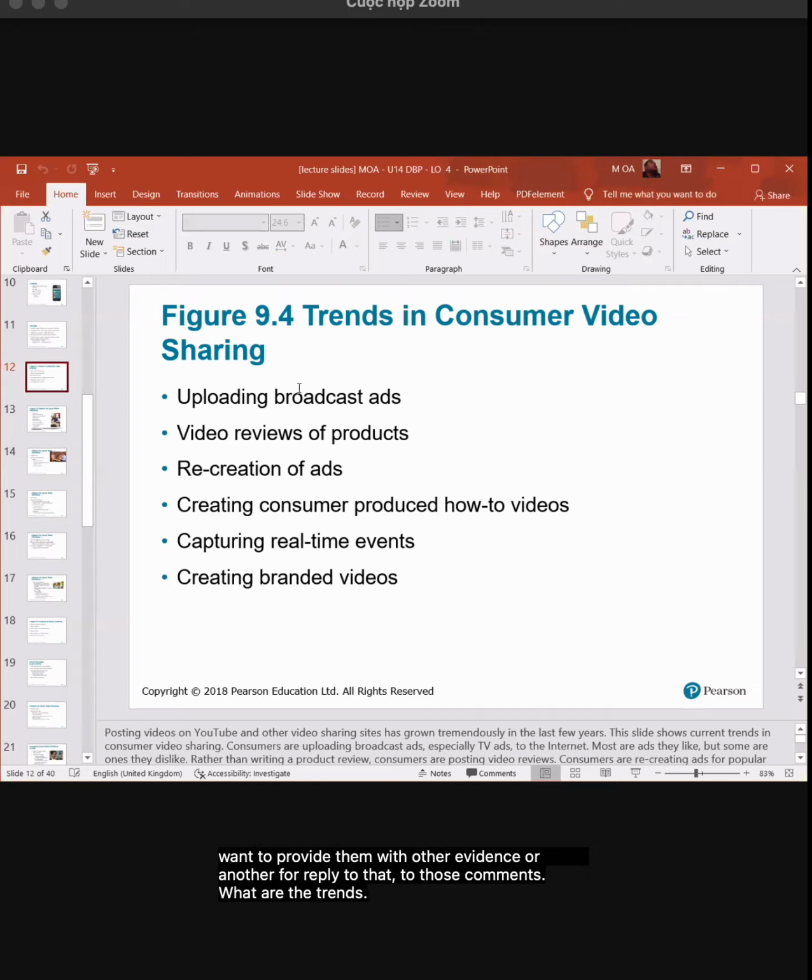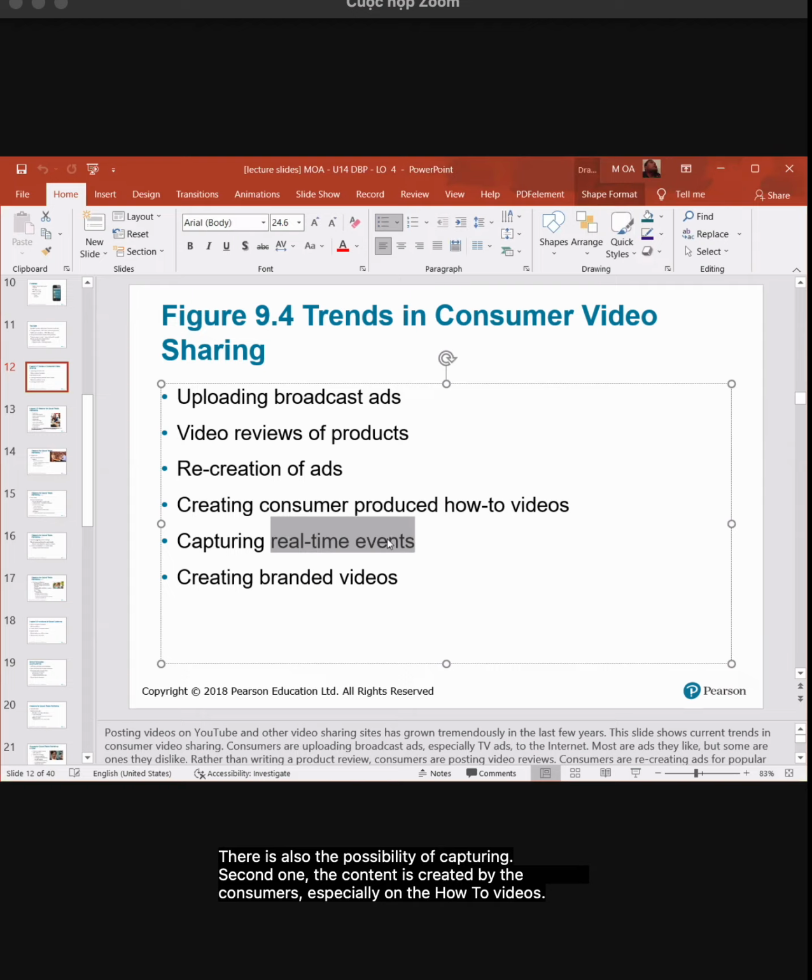What are the trends in consumer video sharing? First one, there are lots of video reviews of products. Second one, content is created by the consumers, especially the how-to videos, how to install everything, right? There is also the possibility of capturing real-time events, which allows people to have a different view than the one given by the normal broadcasters, right? So people start to get a more personal experience of what it's like to be in one of those shows, even though they are not physically there.